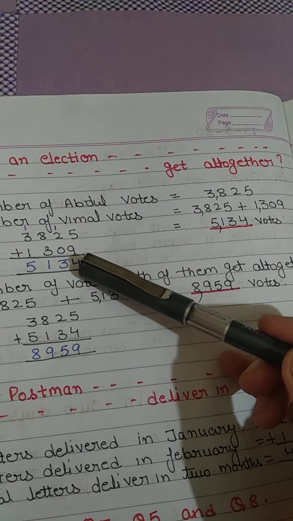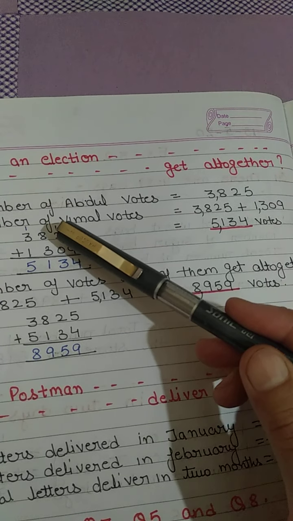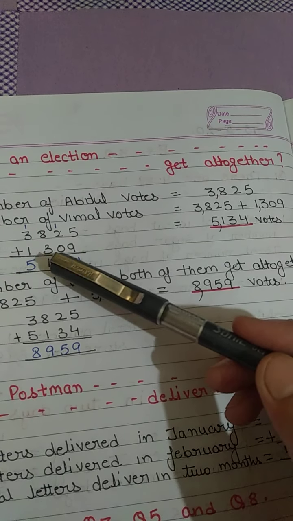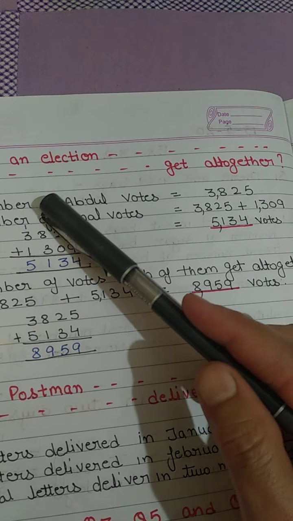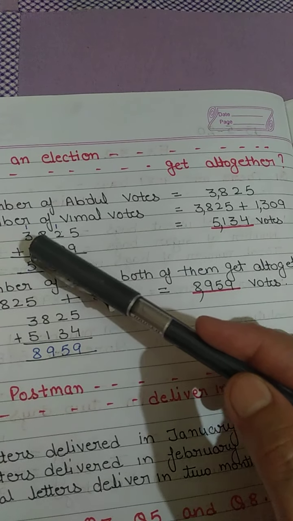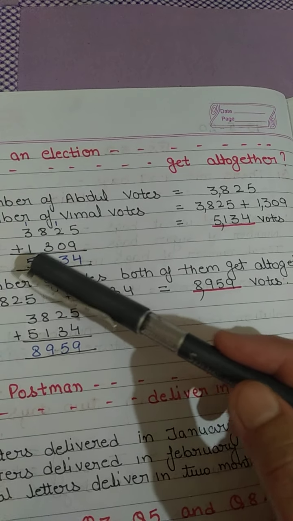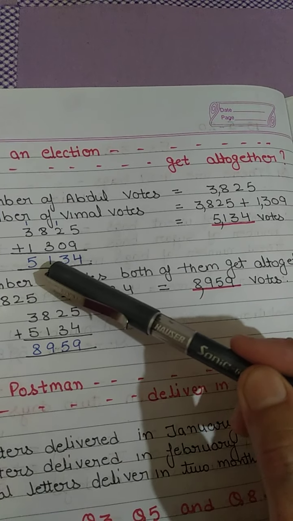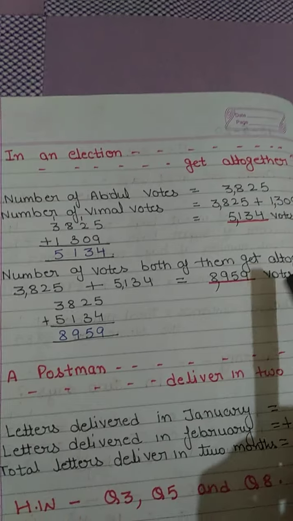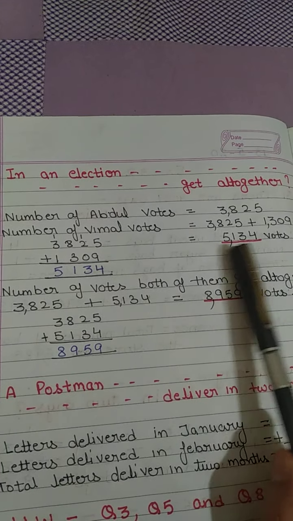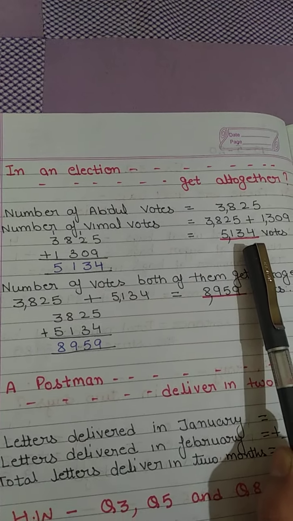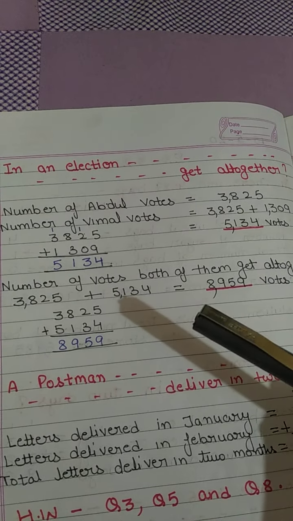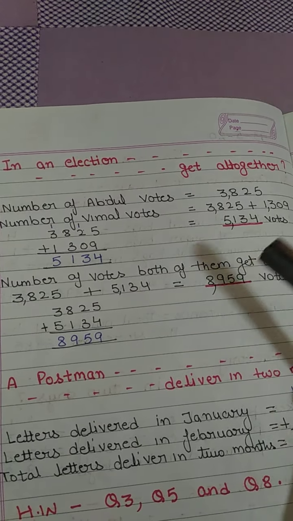5 plus 9 is equal to 14. We write 4 here and 1 is carried over here. Then 2 plus 1 is equal to 3. 8 plus 3 is equal to 11. We write 1 here and 1 is carried over here. Then 3 plus 1 is equal to 5. So the number of votes Vimal got is 5,134. Now we have to find out the votes both of them got altogether.